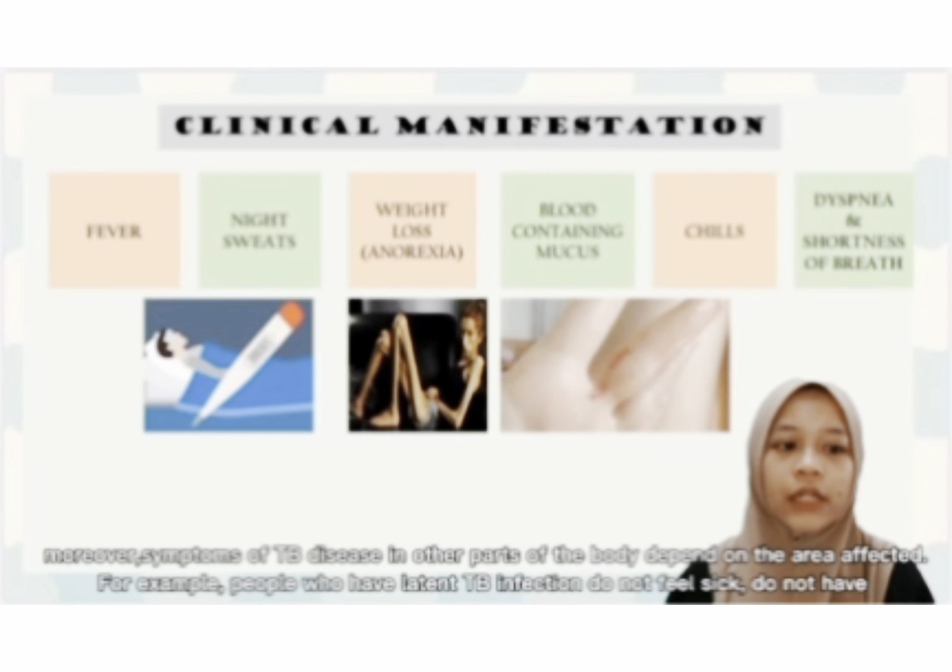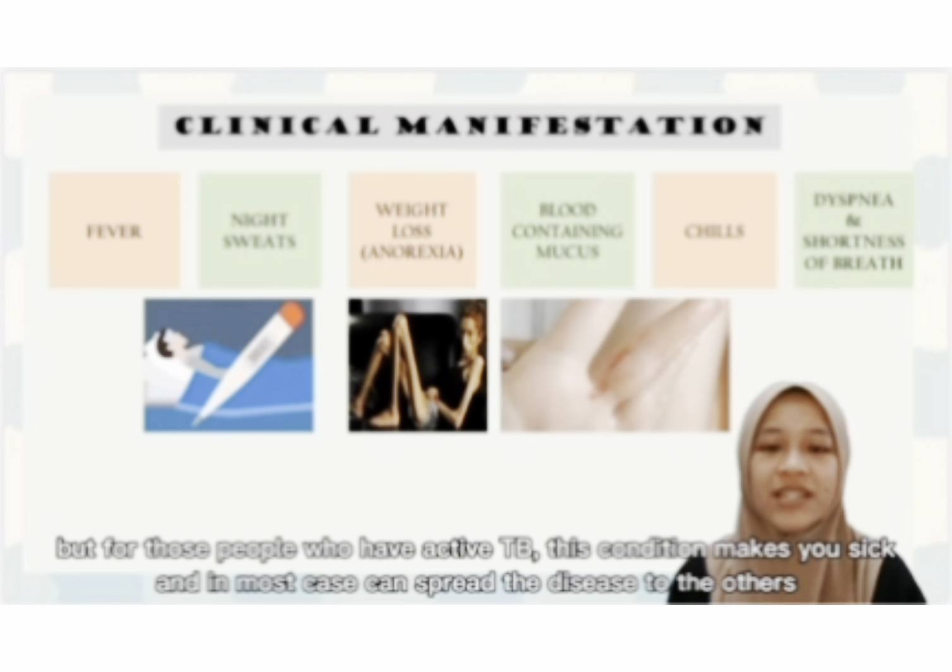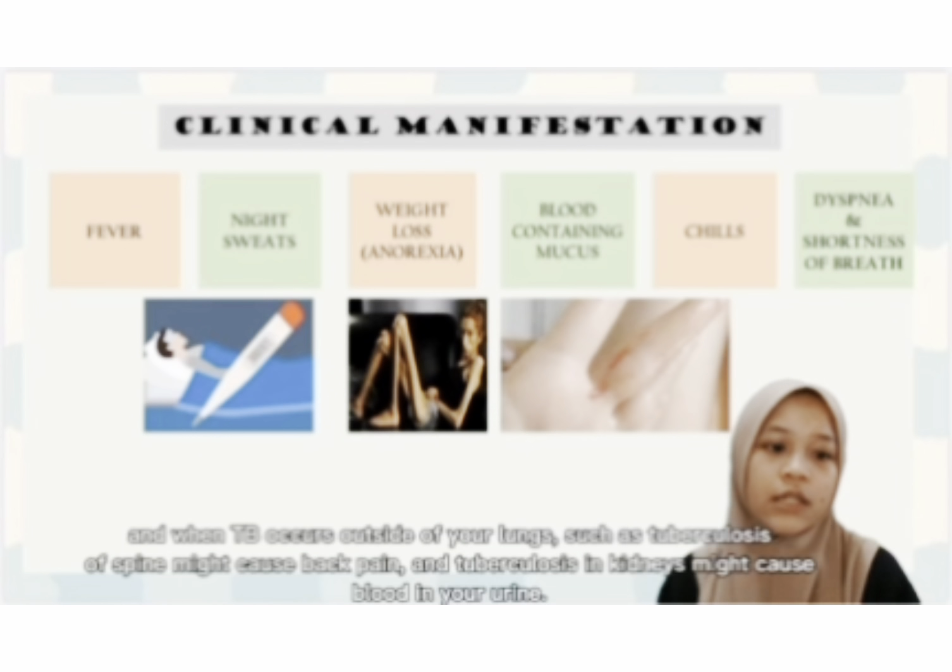For example, people who have latent TB infection do not feel sick, do not have symptoms, and cannot spread the disease to others. But for those people who have active TB, this condition makes you sick and in most cases can spread the disease to others. And when TB occurs outside of your lungs, such as tuberculosis of the spine, it might cause back pain, and tuberculosis in the kidneys might cause blood in the urine.